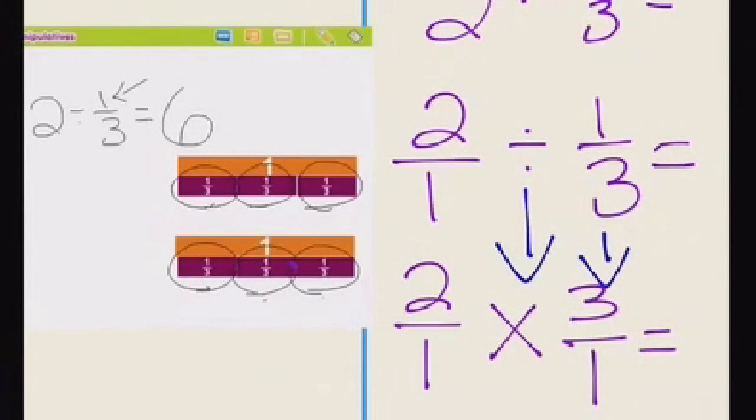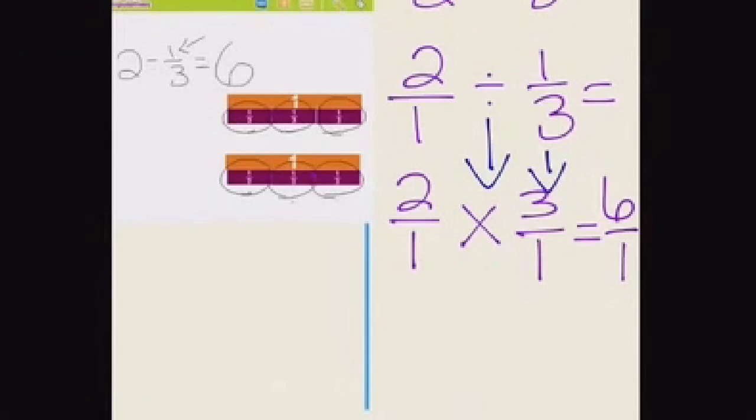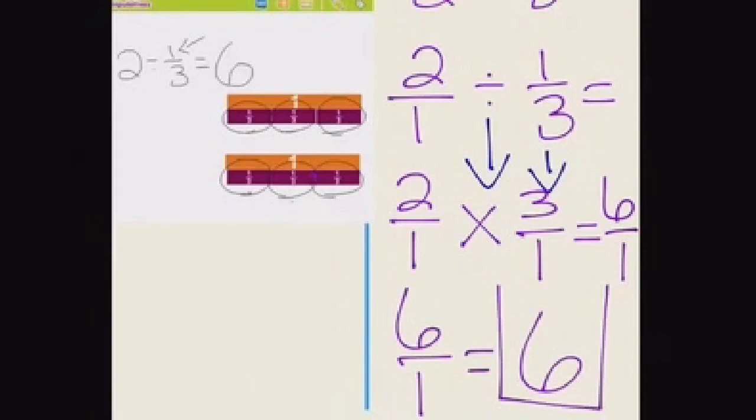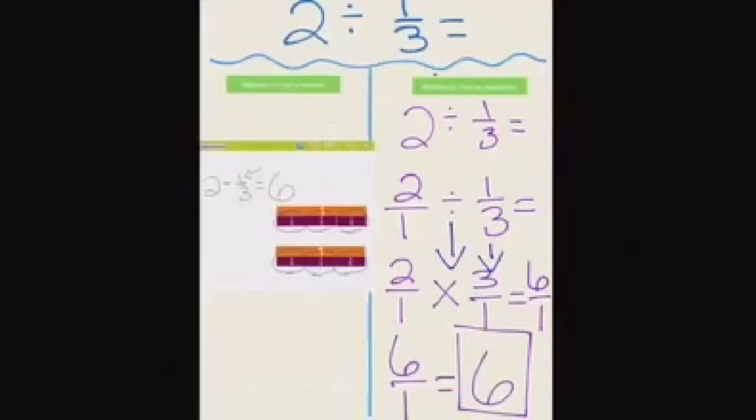Now simply multiply straight across. 2 times 3 is 6, and 1 times 1 is 1. So we get a quotient of 6 over 1, but you know we're going to simplify that to 6 because 6 divided by 1 is 6. Again, you can see we get the same final answer no matter which way we do it. Go ahead and write 6 as your final answer up at the top for our quotient. Okay, let's try another one.